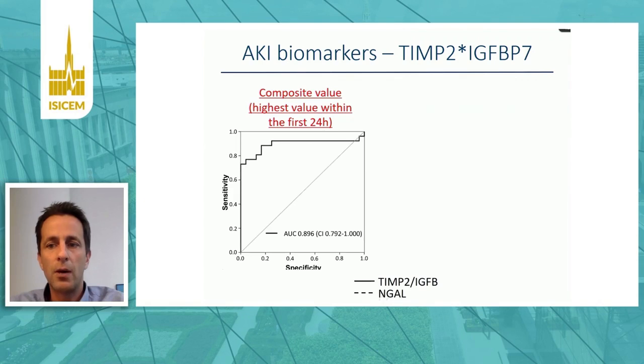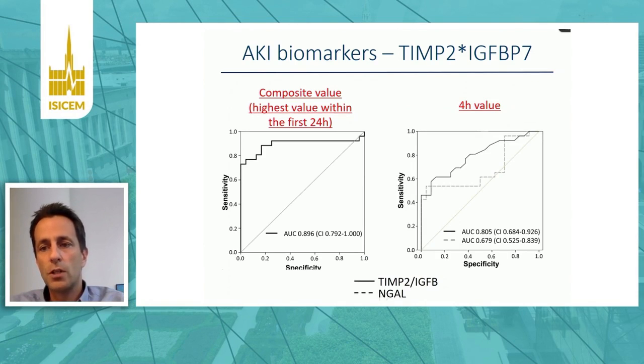We also investigated these two new biomarkers in cardiac surgery patients. So we measured the biomarkers 8, 12, and 24 hours after cardiac surgery. And here you see the composite value. That means we took the highest value within the first 24 hours, and the area under the curve is quite good. It's 0.896. But if you want to measure the biomarkers only once, you should measure them 4 hours after cardiac surgery.